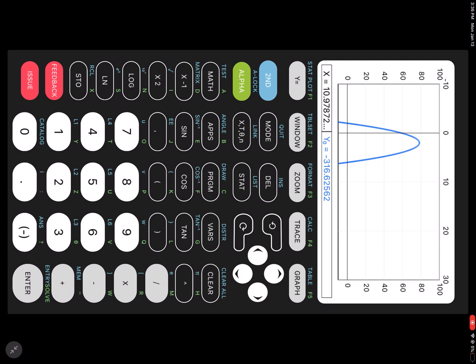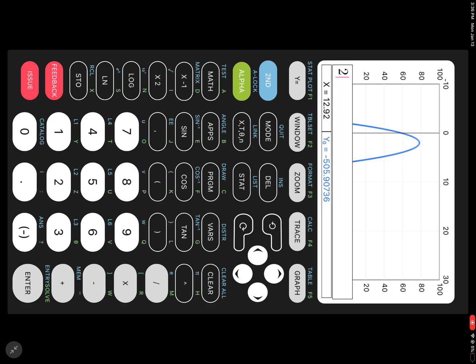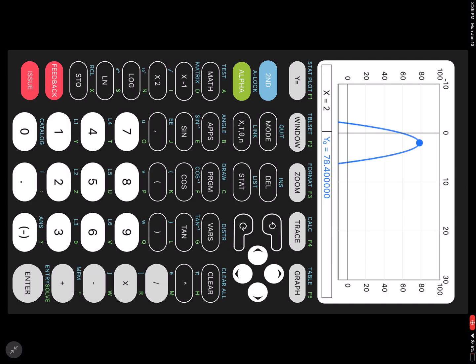How high is the ball after 2 seconds? Okay, so you could just click trace and put 2, enter, and that would give you the value of 78.4 feet, I think. Is it using feet? Well, it doesn't say, I guess, but yeah, let's just say feet. Okay, and then at 5 seconds, you can just push 5 again and enter, and it would tell us 34.3.